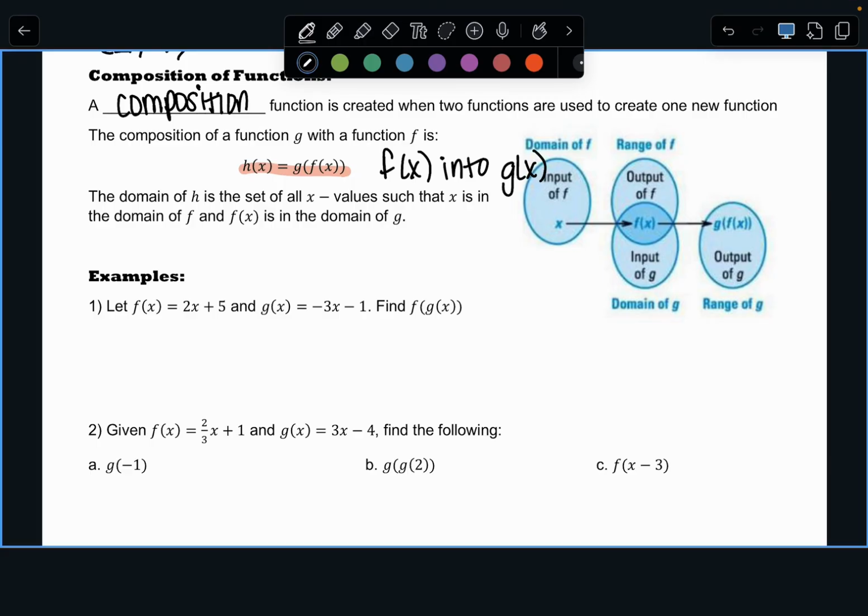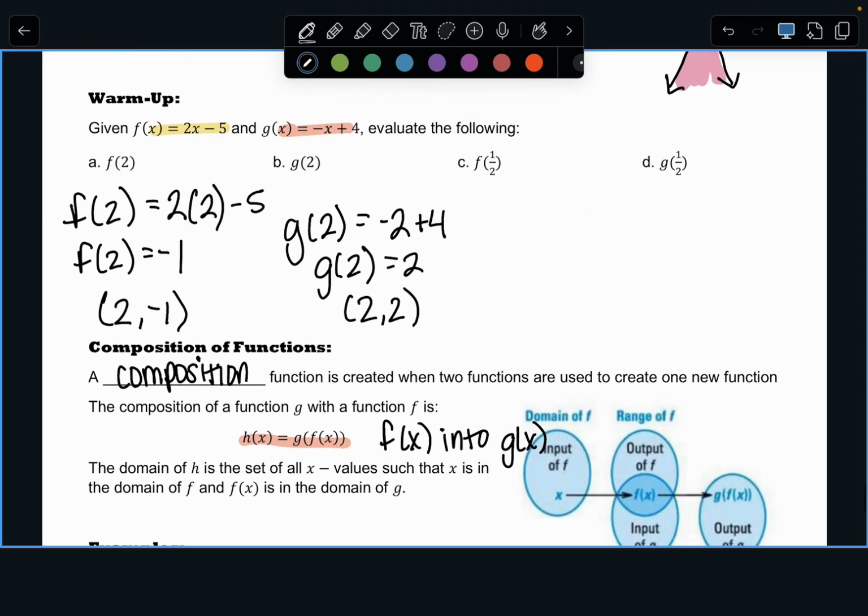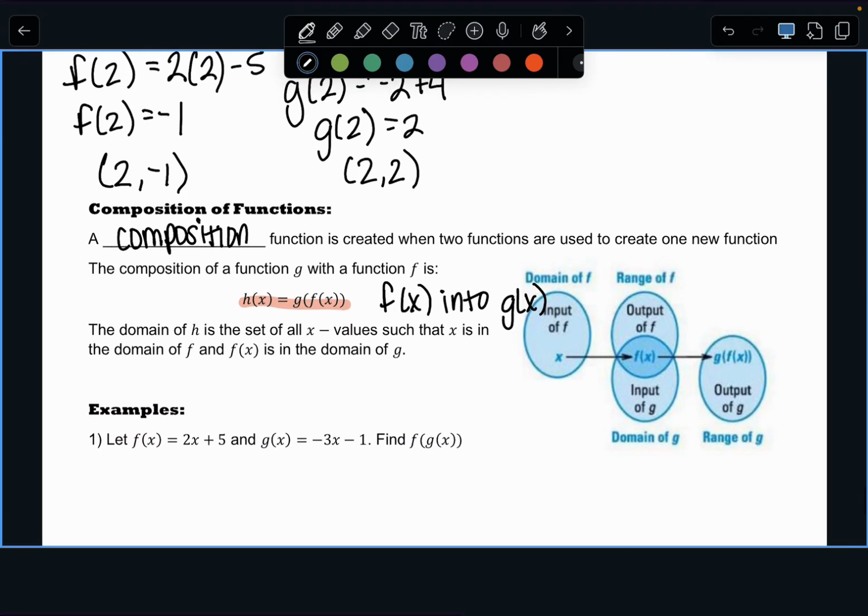We start from the inside. We plug f of x into g. Just like up here, we plugged 2 into g. Well, now instead of 2, we have f of x. So we're taking our function and we're plugging it into g. Okay? All you guys will need to know is how to do that algebraically.